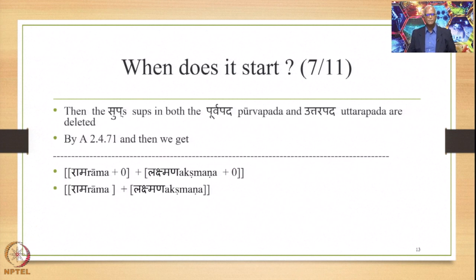Now, since this is a Pratipadika, the next process happens. The sups in both the Purvapada and the Uttarapada are deleted. This is an extremely important process, the deletion of the sups. Both the sups in the Purvapada and Uttarapada are deleted by the Sutra 2.4.71, which is Supo Dhatu Pratipadikayoh. And then we get Rama plus 0 plus Lakshmana plus 0. And then we have Rama plus Lakshmana remaining, which we then combine and make Rama Lakshmana as the Pratipadika.